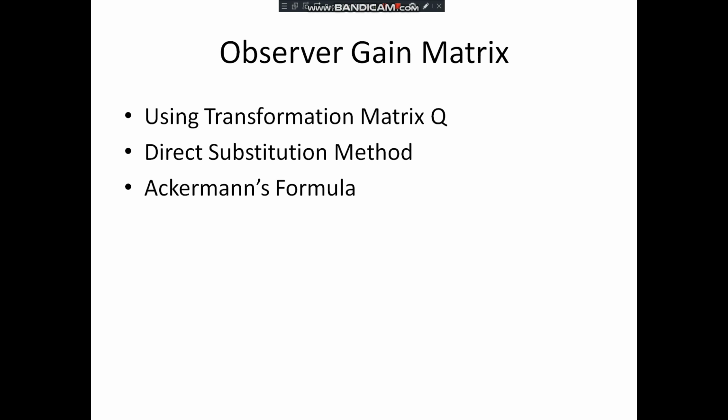The three methods which are used to determine the observer gain matrix are the transformation matrix Q, the direct substitution method, and Ackermann's formula. We already saw these three methods for the pole placement or controller design. Now the same methods are there for the observer design also.